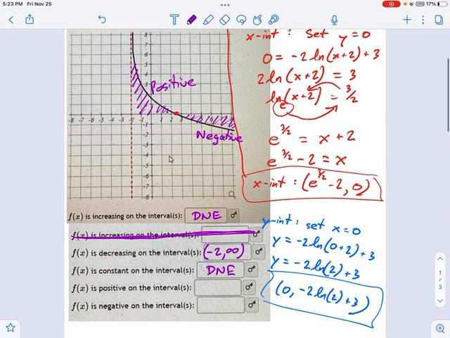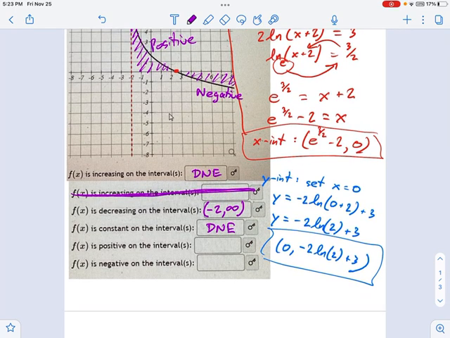So we just have to say that in interval notation. I would say positive goes from, well, where's that x-intercept? It goes up to there. So that's going to be e to the 3/2 minus 2. That's as far to the right as I can be while still being positive. But on the left side, I'm bounded by that vertical asymptote at -2. And then where is it negative? Well, again, that x-intercept, e to the 3/2 minus 2. But then it goes out to infinity because the function just goes on forever.